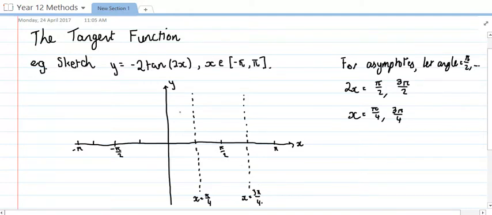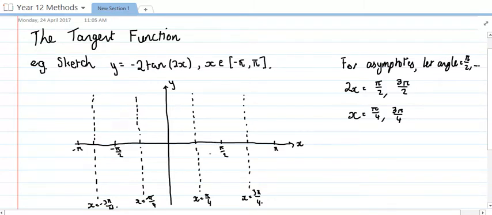And continuing this pattern back, well, we can straight away see that it's going to be another one here at x equals negative pi on 4. And also another one here at x equals negative 3 pi on 4.